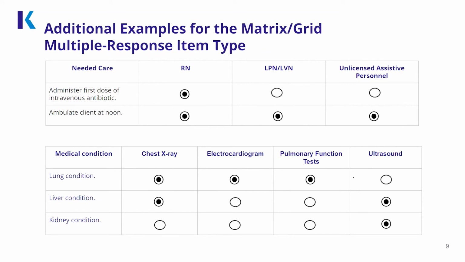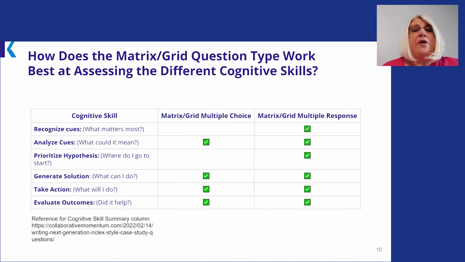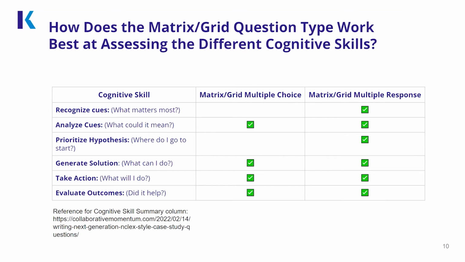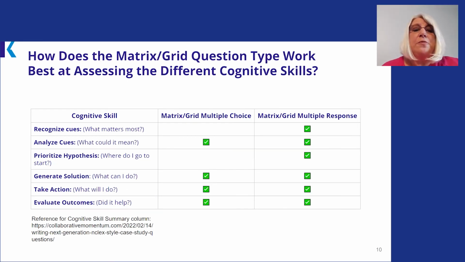the condition further. This graph provides you with a quick reference crosswalk of how the matrix grid question type can be used to assess the 6 cognitive skills in your case study. You will notice the matrix grid multiple choice can be utilized when writing questions for analyzing cues, generating solutions, taking actions, or evaluating outcomes. The matrix grid multiple response NGN question type can be developed to test the student in all 6 cognitive skill areas.